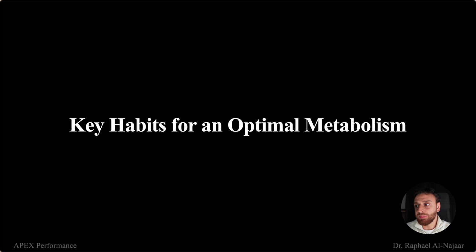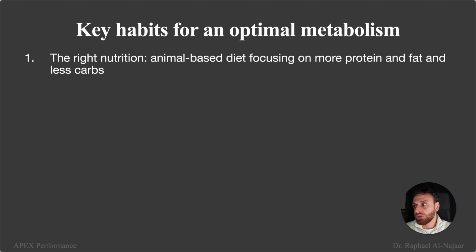So let's talk about the key habits for an optimal metabolism. You have to eat the right nutrition, and that is usually an animal-based diet focusing on more protein and fat and less carbs. When you do this, and we will be discussing this even more in the next few modules, especially in the Elite Nutrition Mastery, when you get your energy from an animal-based diet based on protein and fat, you will have less glucose spikes. So you will maintain a more steady energy level, energy flow, focus, and you're also making sure that you can stay healthy for a longer time period.